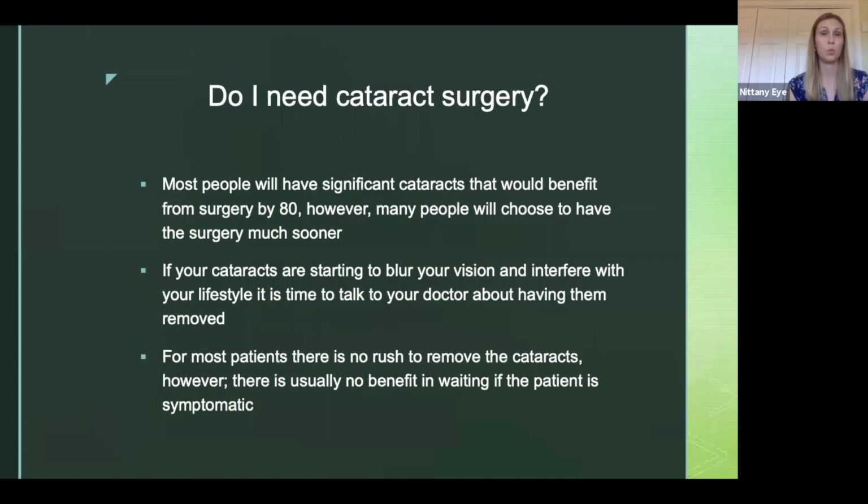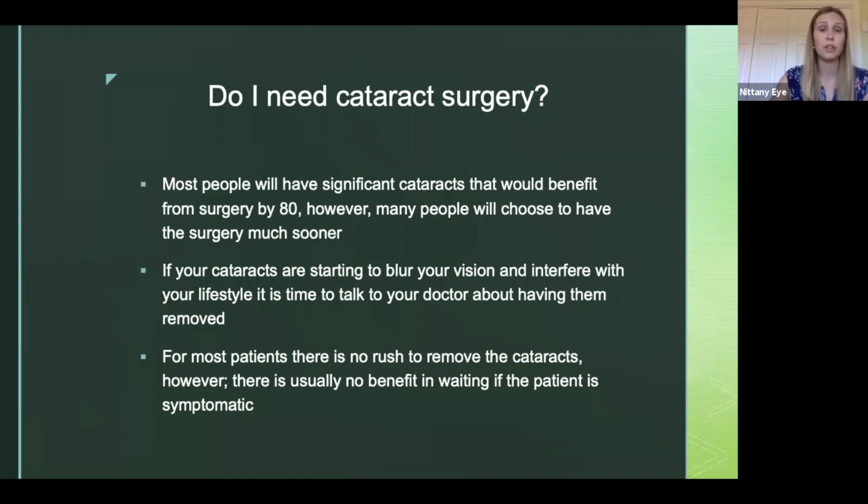So the big question is, when do you need cataract surgery? Most people will have significant cataracts that would be beneficial for surgery by the age of 80. However, most people will choose to have them out a lot sooner. I would say the average age that I see is sometime during the 70s. If your cataracts are starting to blur your vision and they're interfering with your lifestyle, you should talk to your doctor about having them removed.